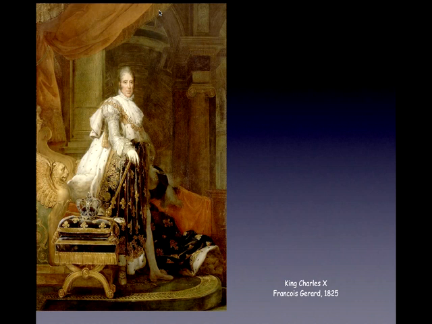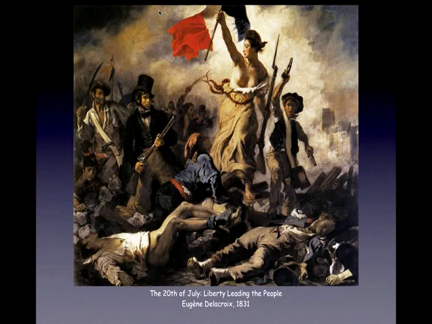The result, the Revolution of 1830, in which the French took up arms against the king, who abdicated and went back to England. Eugène Delacroix commemorated the three-day Revolution of 1830 in an extraordinary painting. It's called The 20th of July, Liberty Leading the People, finished in 1831.